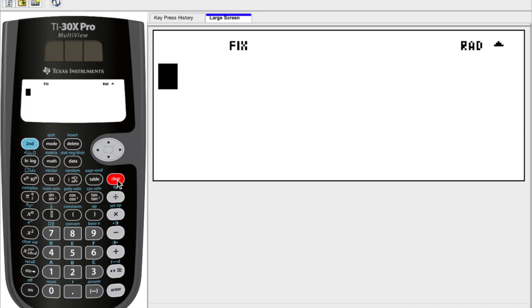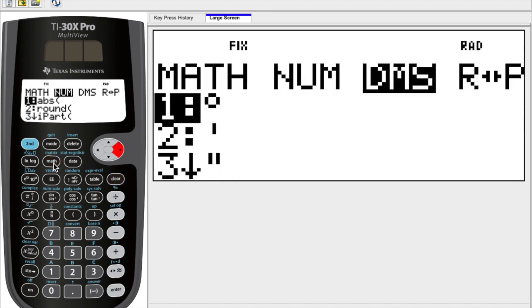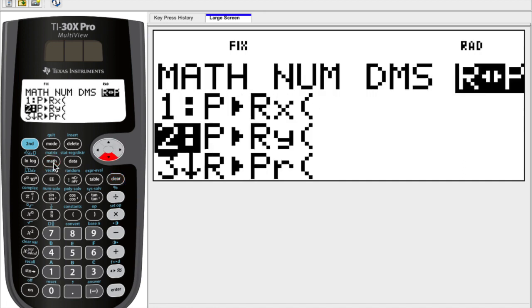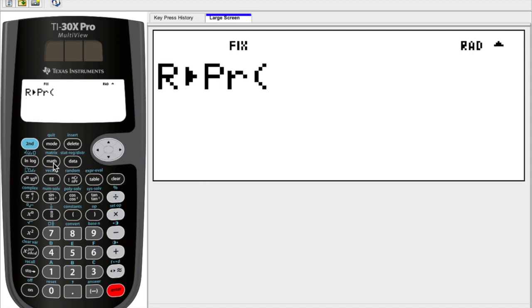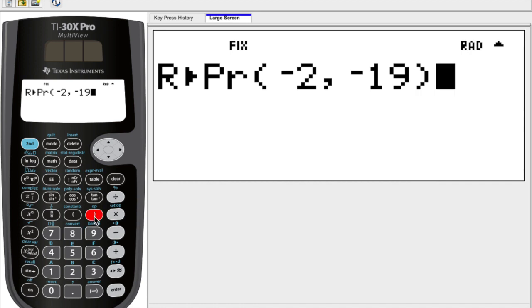All right, now let's go the other way. This time we want to change our rectangular coordinates to polar coordinates. So we go back to the same place. Here's our rectangular coordinate, which is going to be -2, comma, -19. Okay, what this does is it uses the Pythagorean theorem to go ahead and find that radius. That's what we get from this one.